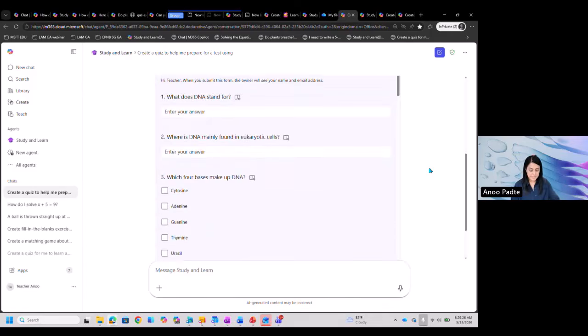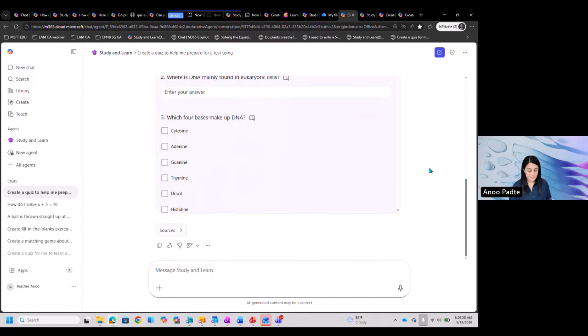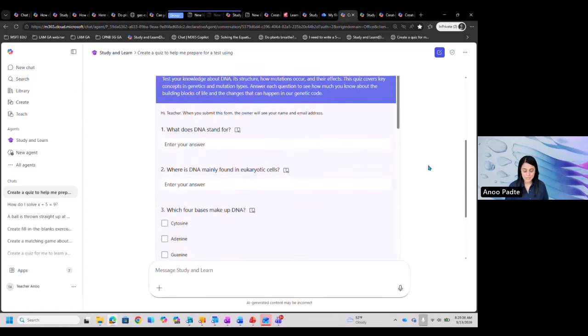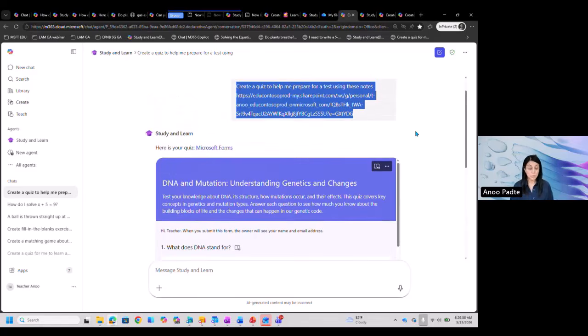I can complete this entire quiz. And when I finish doing it, and I'll do it when I give you time, it will correct it for me. It'll tell me the right answer, the wrong answer, and an explanation for the wrong answer. I'll do that in a moment. So you can do quizzes in the Study and Learn agent.